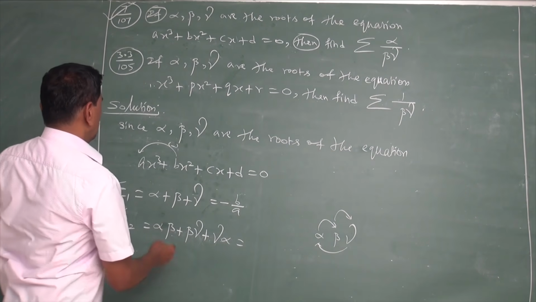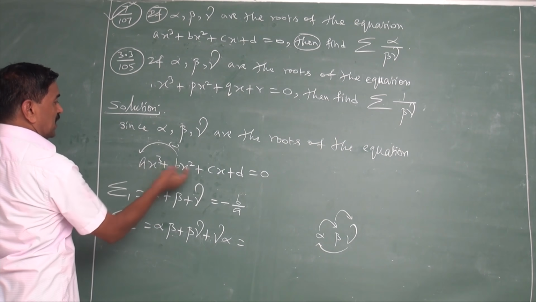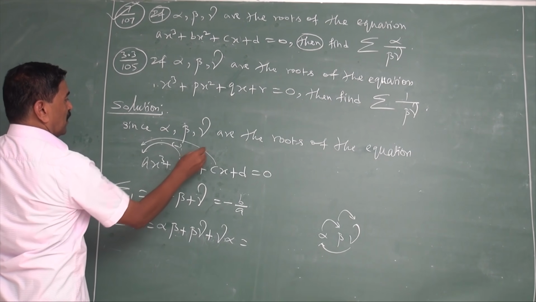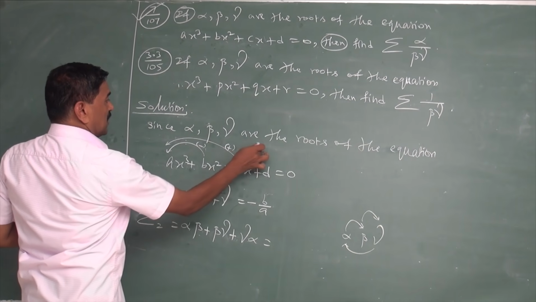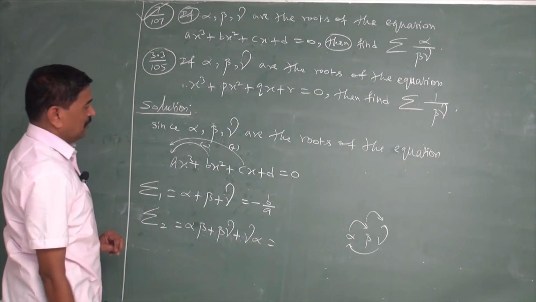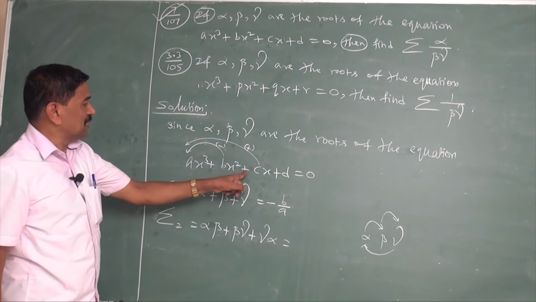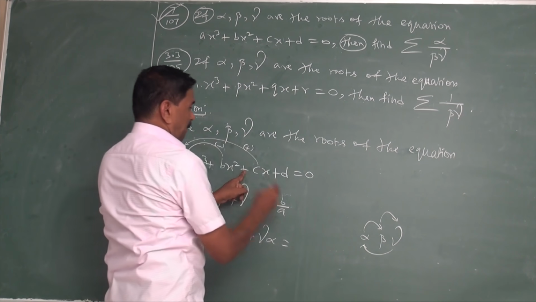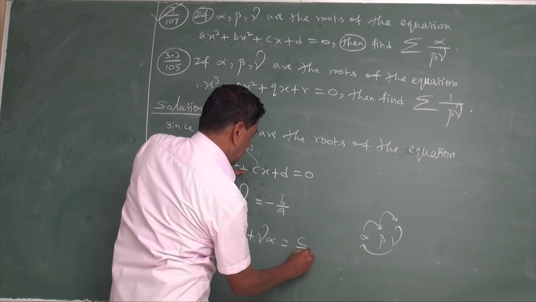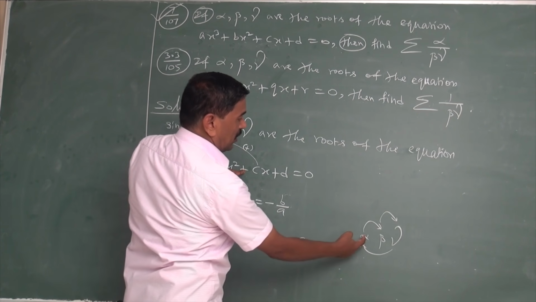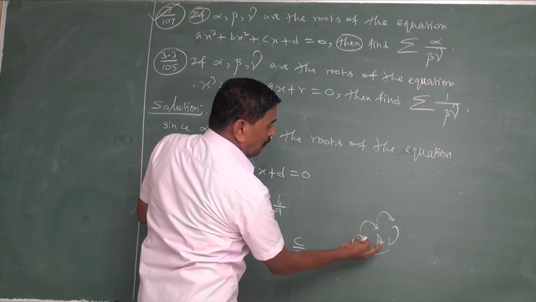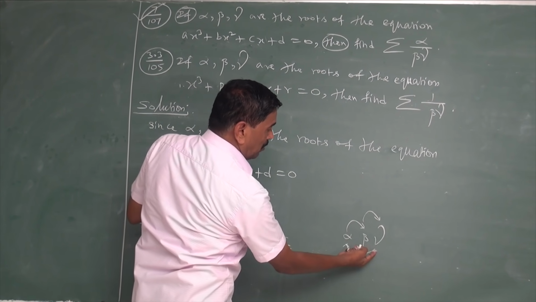which is equal to, first one, minus b by a, minus b by a, second one, c by a. That is, plus minus plus, minus plus minus, plus, and so on. Likewise, plus into plus plus, so c by a, which is equal to c by a. It is a cyclic order: alpha beta, beta gamma, and gamma alpha, likewise.